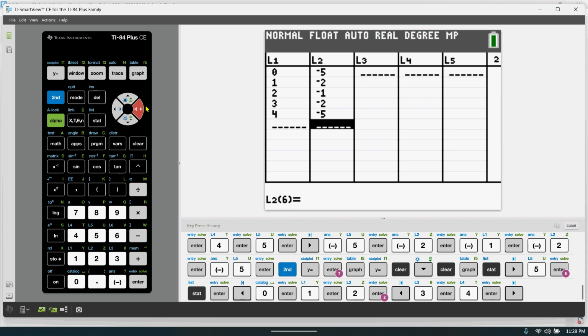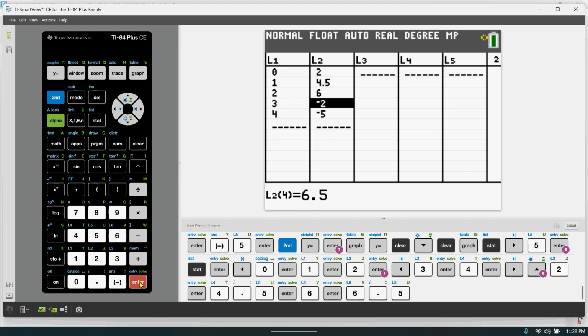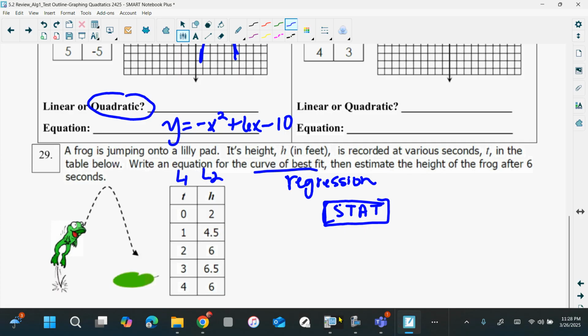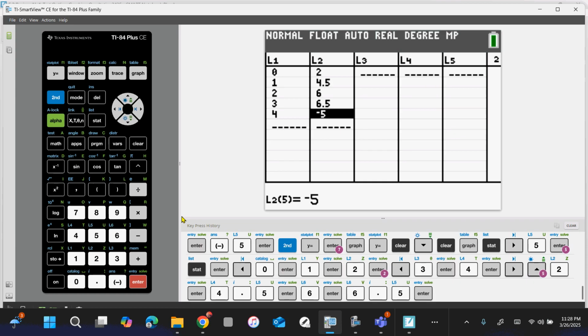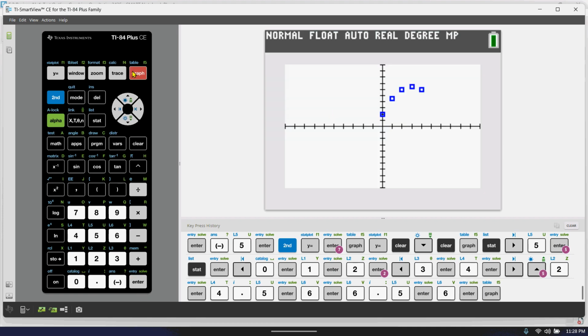All right, and then we're going to arrow over, come up for our L2. We have 2, 4.5, 6, 6.5. Did I do this right? 2, 4.5, 6, 6.5, and then a 6 again. All right, enter. All right, so we can graph those.